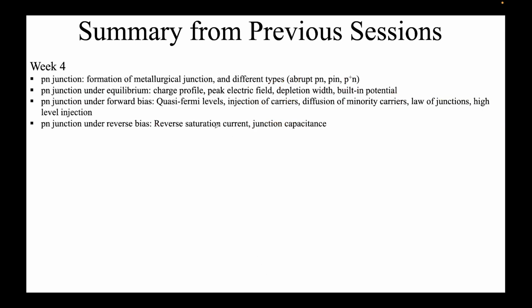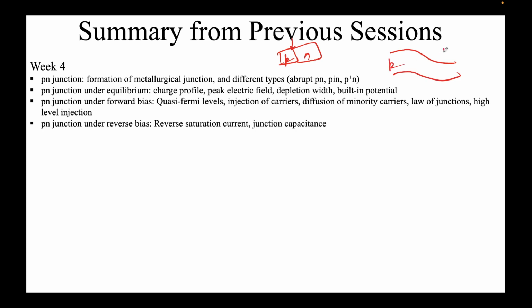And there are the other two mechanisms, generation and recombination, which can change the carrier density. Then in week 4 we saw the very basic device called the p-n junction, where we bring a p-type material and an n-type material together and join them. This is the metallurgical junction. We saw different flavors like pn, where p is on one side and n on the other side, and pin, in which an intrinsic material is sandwiched between the two. P plus denotes a high concentration of acceptors on the p side, while there is moderate doping on the n side. We saw how it looks when you bring them close at equilibrium.